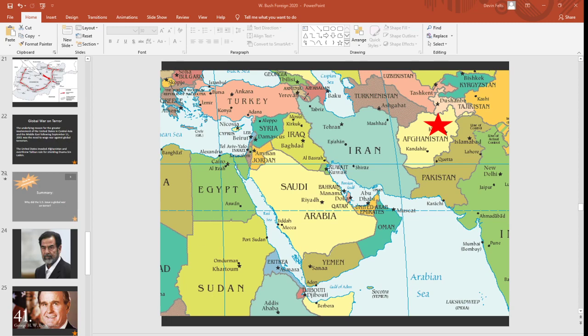So let's take a look at a couple of these questions. Why did George W. Bush attack Osama bin Laden? So what did we say that Osama bin Laden was responsible for? We just talked about that date. It's a really important date in American history. What was Osama bin Laden responsible for? Number two, what is the Taliban?